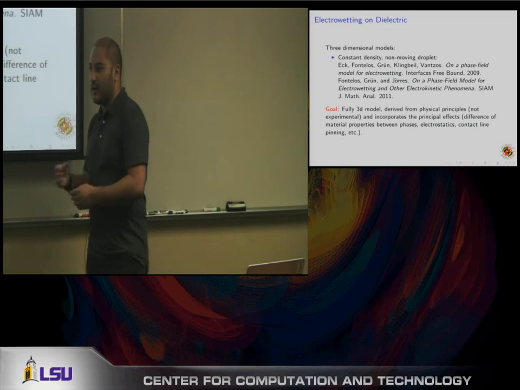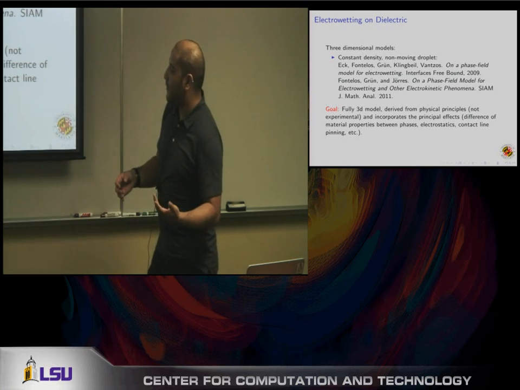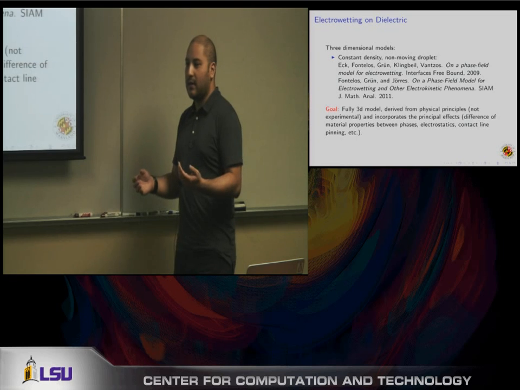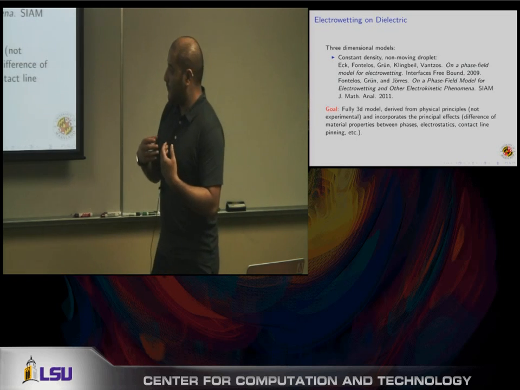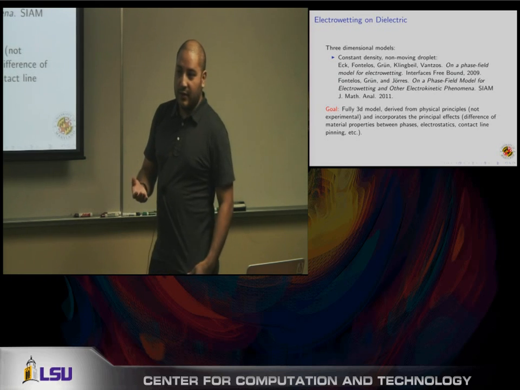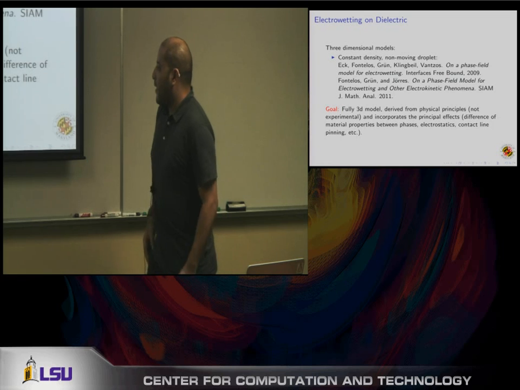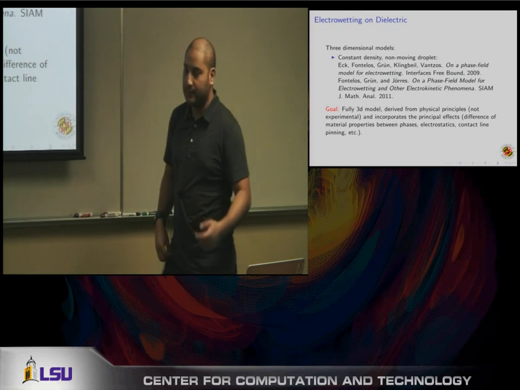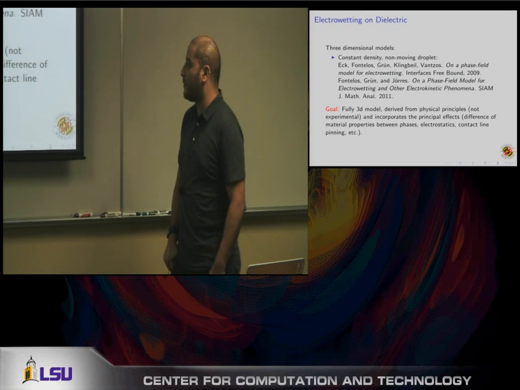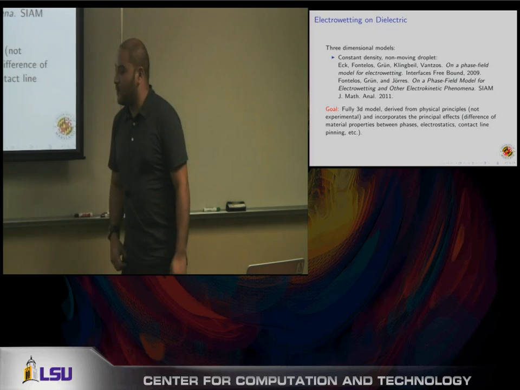I was saying that, say, the droplet is water, the surrounding medium is air. The ratio of densities is about 1,000. So there's a big difference there, and so the inertia of the droplet should be taken into account to have a very realistic model. We want to, of course, incorporate electrostatics and, if possible, contact line pinning.